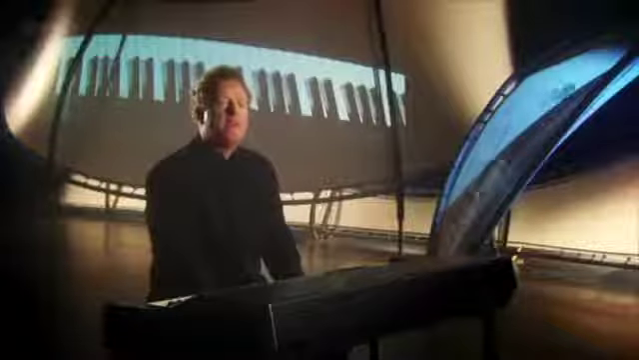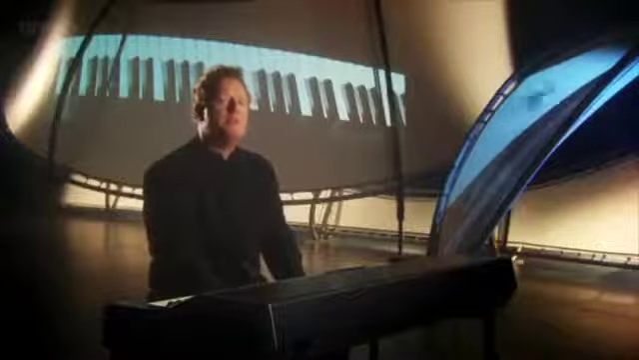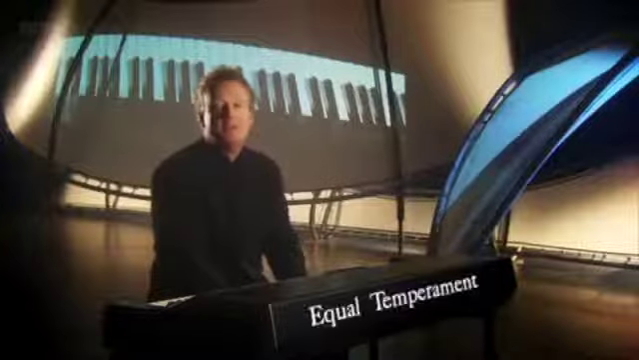It could be, in fact, the single most important development in all Western music. It was called equal temperament, and this is how it worked.